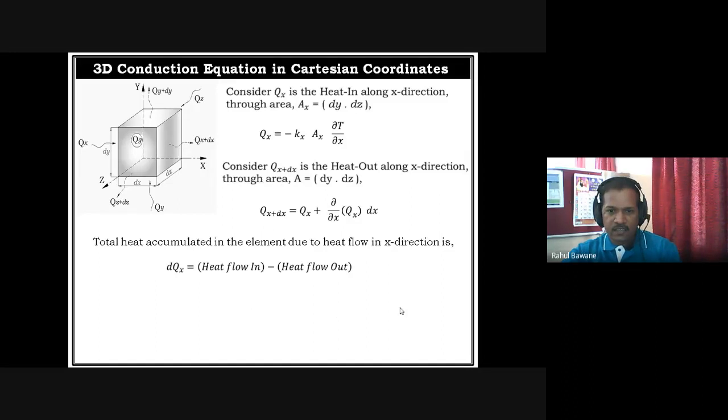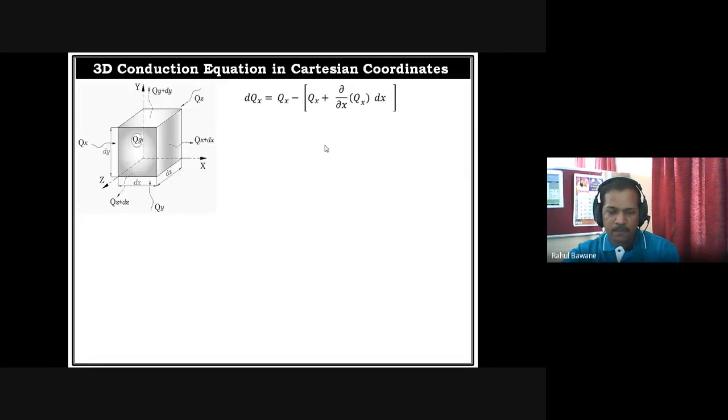So what is the heat flow in? It is qx. Heat flow out is qx plus dx. Now put the value of qx plus dx. So it becomes qx minus this complete value, qx plus del by del x of qx into dx. We have this equation. Now simplify the bracket. So it becomes minus qx minus del by del x of qx into dx. Now this plus and minus qx get cancelled. So the final form remains: dqx is equal to minus del by del x of qx dx.